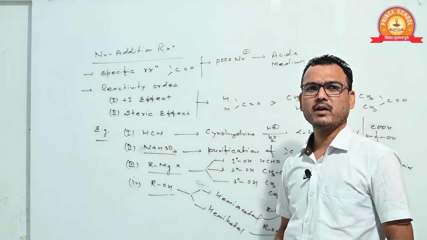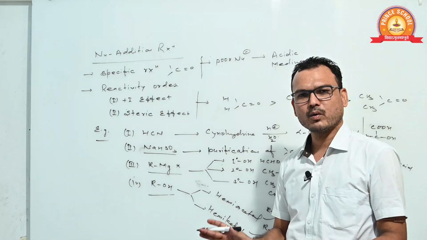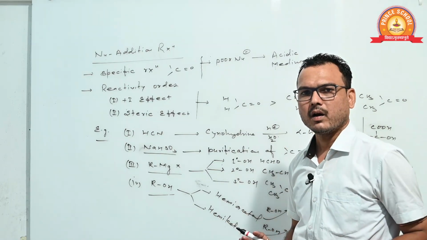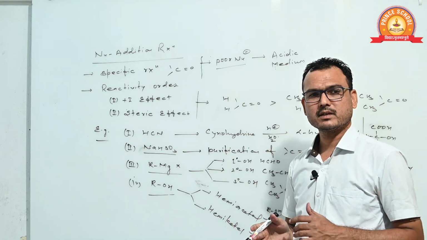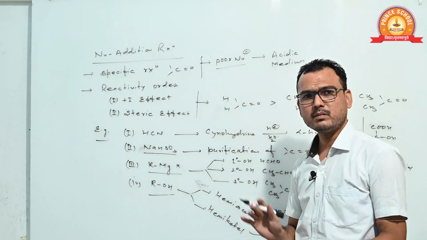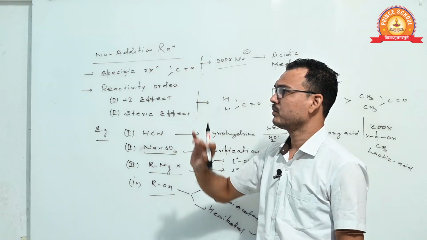If a strong nucleophile is taken in the reaction, there is no problem, the reaction proceeds in the same manner in the forward direction. But with a poor nucleophile, the reaction is reversible, so we take the acidic medium, then the reaction proceeds in the forward direction.